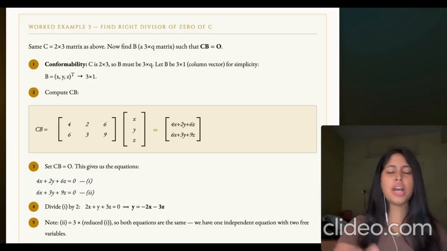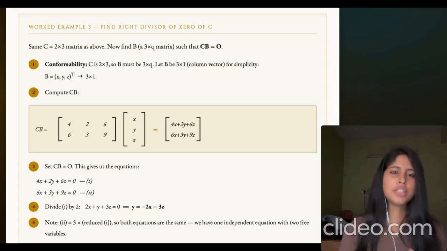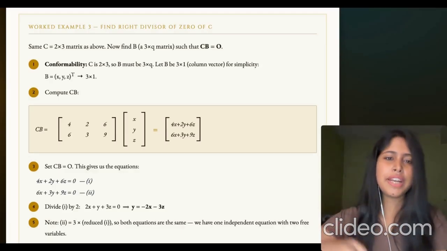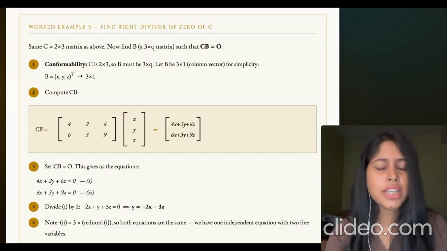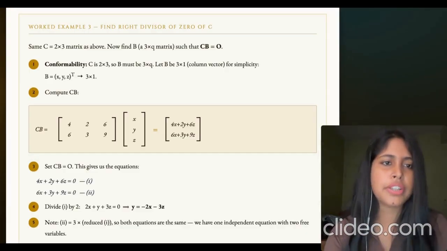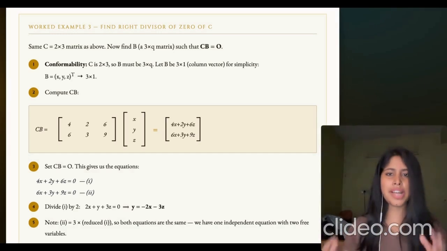Now I will do this part in a much easier way, and I'm not going to verify here because that was just for your satisfaction, that yes, this is coming out to be a correct proof. Okay, now for the right divisor of C, see what I have done here. Basically for a right divisor, what do we need to do? We need to take CB equals 0, right? Because B is a right divisor.